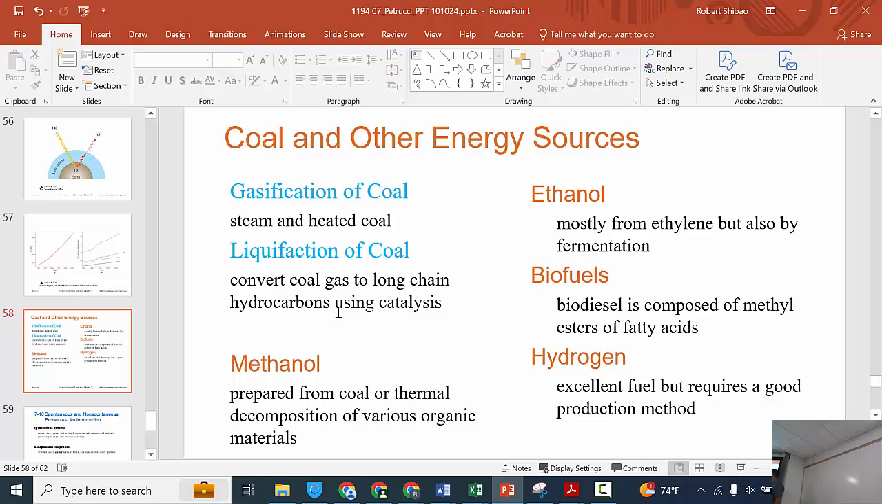Well, hydrogen could be good as well, but the problem is how do you get the hydrogen? You have to make the hydrogen, and how do you make the hydrogen? Well, it's not so easy, and it's very expensive.